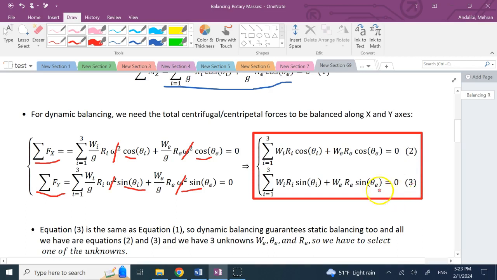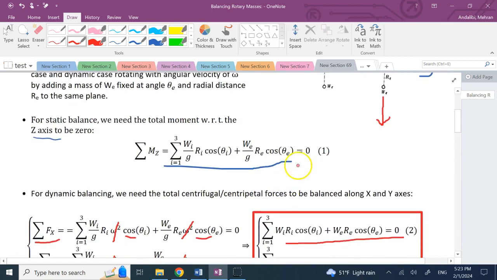Now, one thing you need to pay attention to is that if you look at equation 2, that's the same as equation 1.